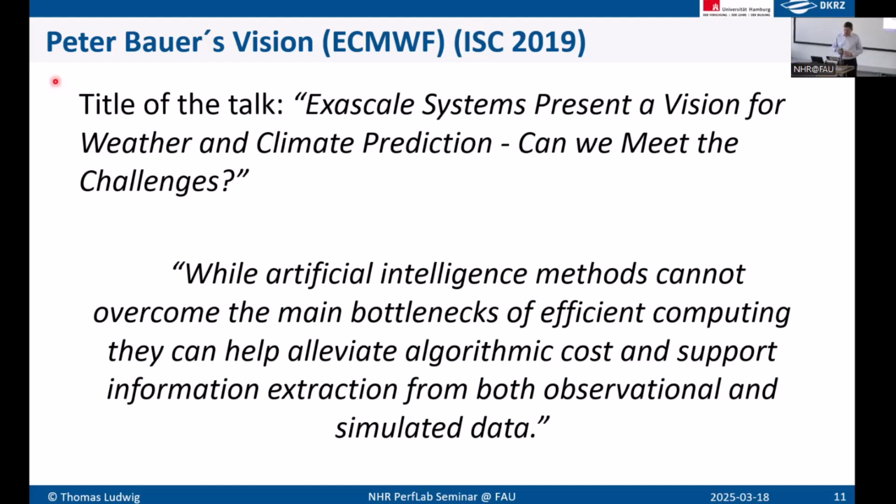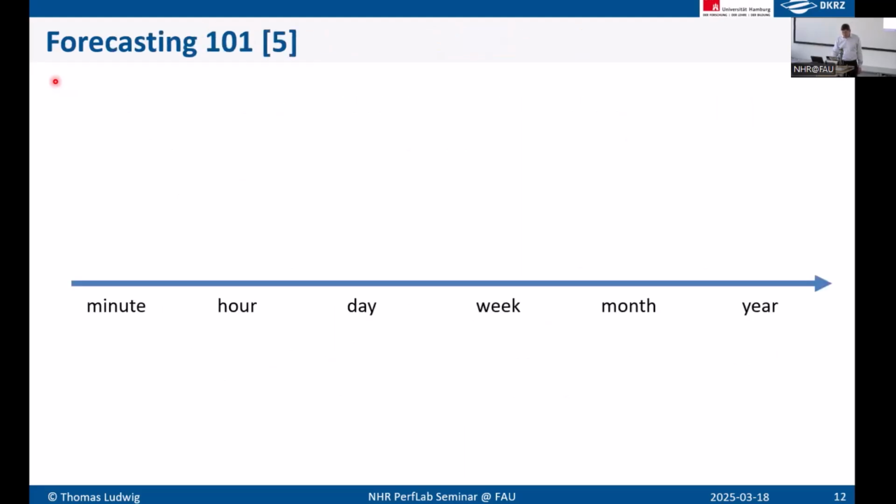So he said that while artificial intelligence methods cannot overcome the main bottlenecks of efficient computing, they can help alleviate algorithmic cost and support information extraction from both observational and simulated data. That strongly underestimated what machine learning will really be able to do, and what happened just in the following years after Peter gave that talk here. And I will report about that.